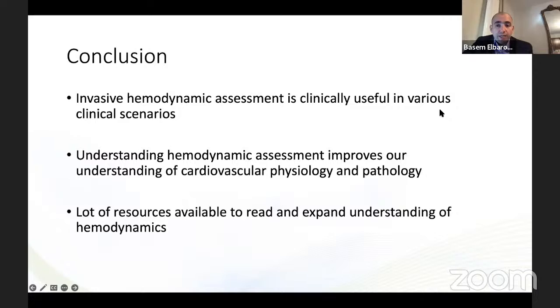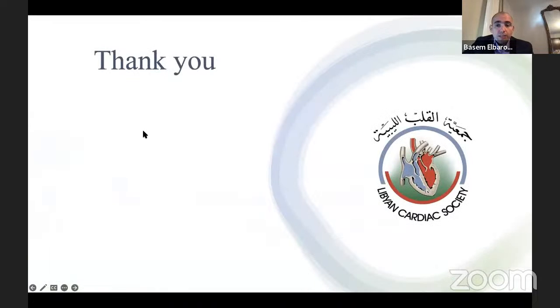It's a very thick subject. It's hard to cram in one hour. There's a lot of extra reading you probably should do around this. But invasive hemodynamic assessment is clinically useful in various clinical scenarios. More importantly, even though some of these things might be considered historic, understanding hemodynamic assessment improves our understanding of cardiovascular physiology and pathology. And there's lots of resources available to read and expand your understanding of hemodynamics. And I will stop there for questions and discussion.